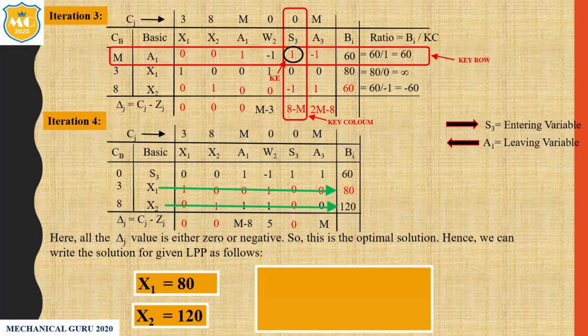Now this value we have to write down in our original objective function, that is minimize z is equal to 3x1 plus 8x2. In that we have to write down x1 is equal to 80 and x2 is equal to 120. So here we get the optimal solution, that is 1200. Clear? So this is the simplest method to solve the Big M method.